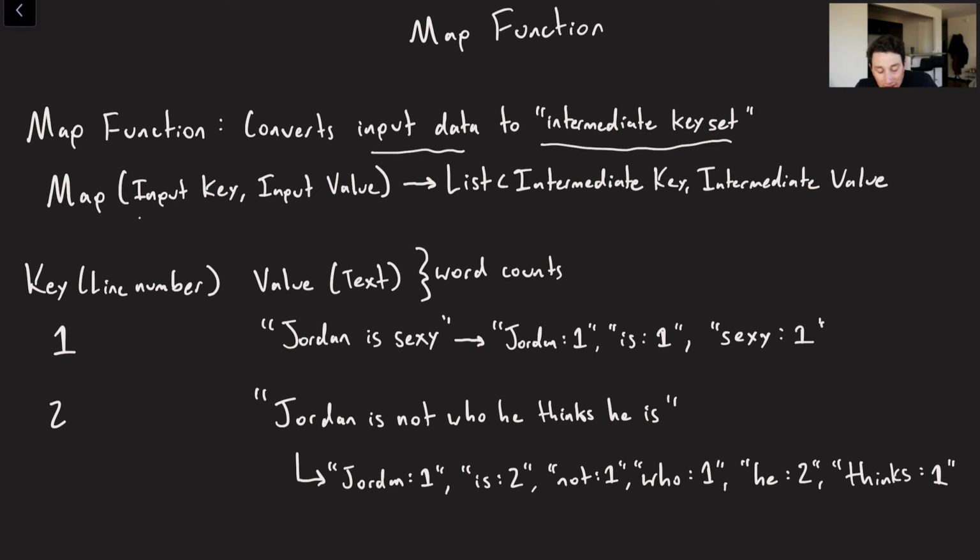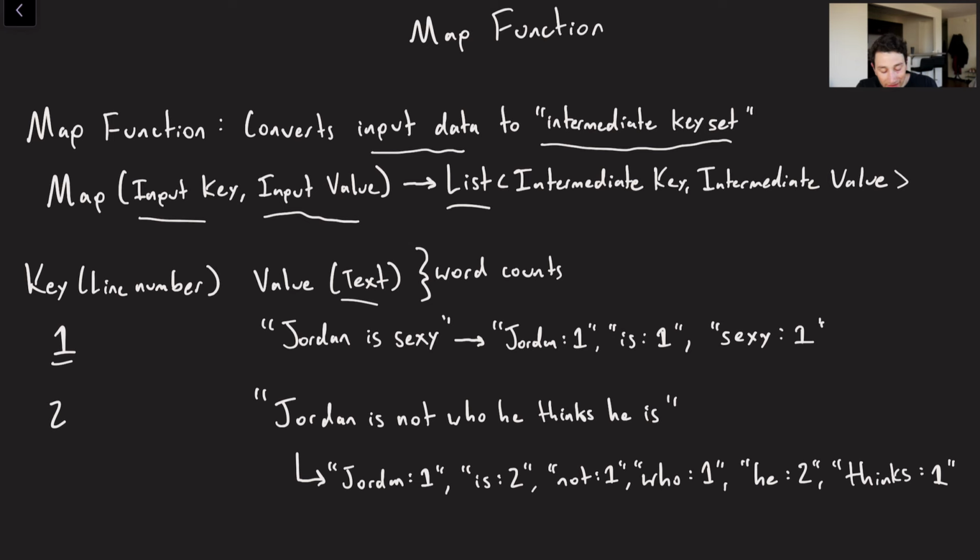So basically, for one input key and an input value in our actual input data, we're going to return potentially a list of intermediary key and value pairs. Hopefully that makes sense so far. So for example, let's imagine that we have a text file, where our key is the line number of the text and the value is the text itself. And let's say that our mapper function is trying to extract the word counts of every single line.